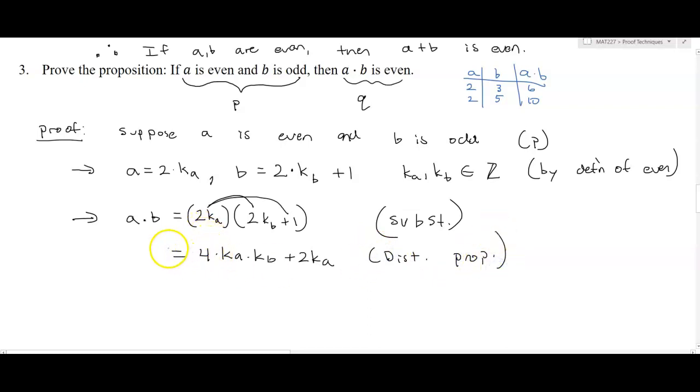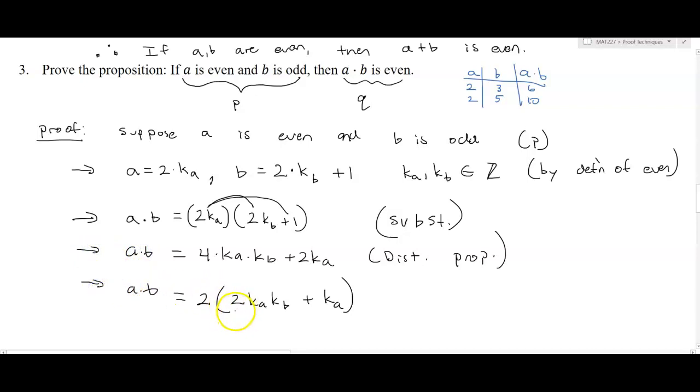And now, again, I want to show that this is an even number, so I want to ask myself, typically when you're showing something is even, can I factor out a 2 at some point? So I see that both terms, 4KaKb and 2Ka, both have factors of 2 that can come out. Great, well that's 2 times quantity, 2KaKb plus Ka. And already I'm seeing that A times B is starting to take on the form of an even number.